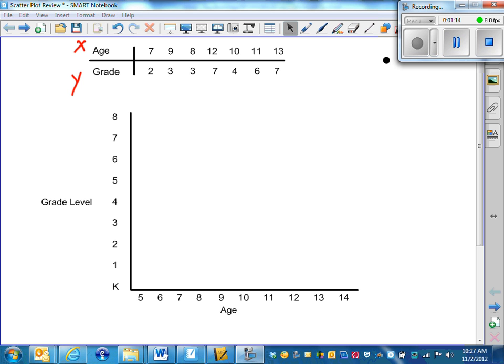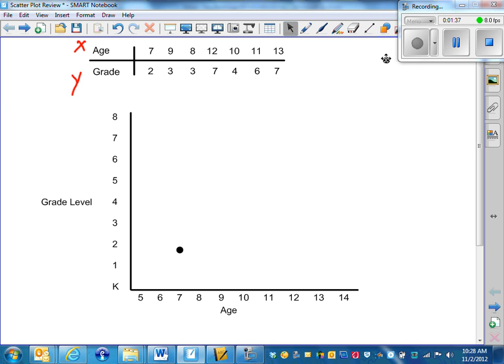So I'm going to drag my points down here. Can someone tell me how to plot the first point? The first point is 7, 2. So how do I do that? Devin, can you help me? Go up 7 on age, then to the grade level. Okay, so we're going to plot our point. I'm going to drop it there. It might need to be moved up just a little bit.